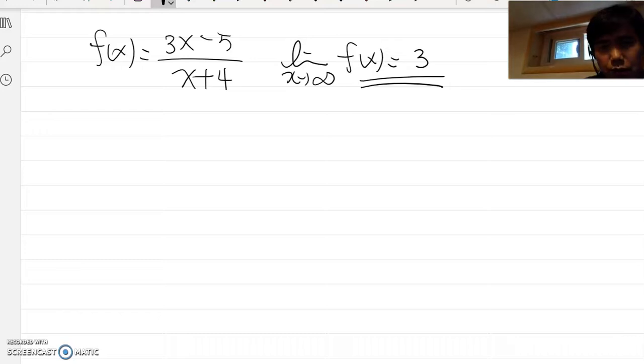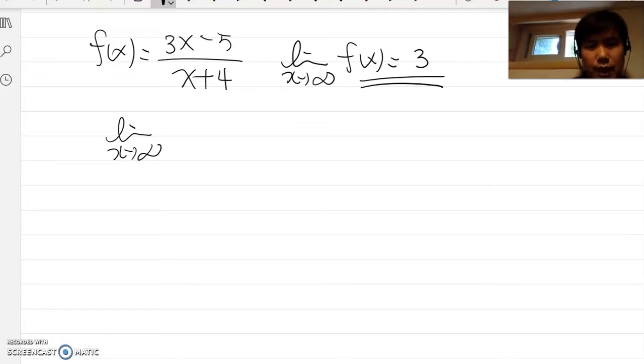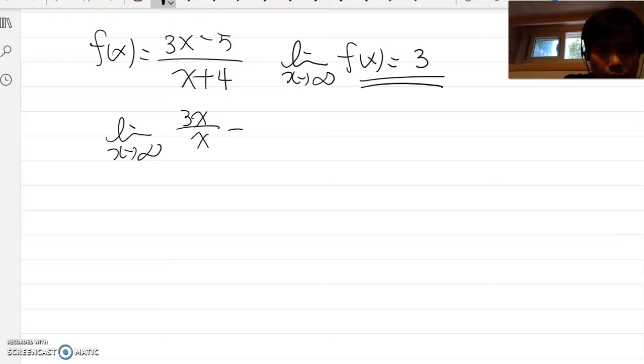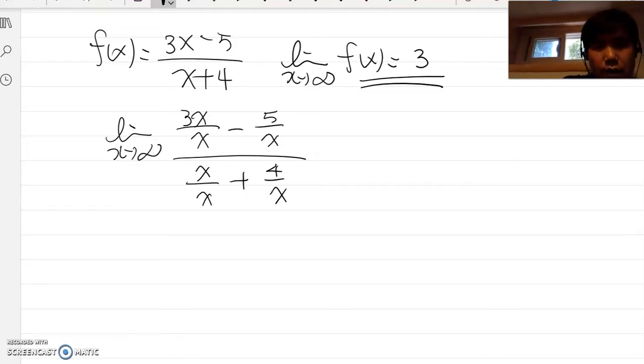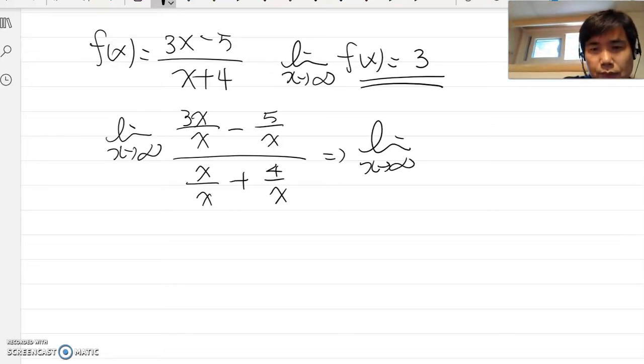Okay, so first of all, we want to find the highest degree of x term and divide everything by it. Then the limit as x goes to infinity. Now, what is the highest x term? Yeah, just the x, right? So divide by everything: 3x over x minus 5 over x, over x over x plus 4 over x. Now simplify: 3 minus 5 over x, over 1 plus 4 over x.